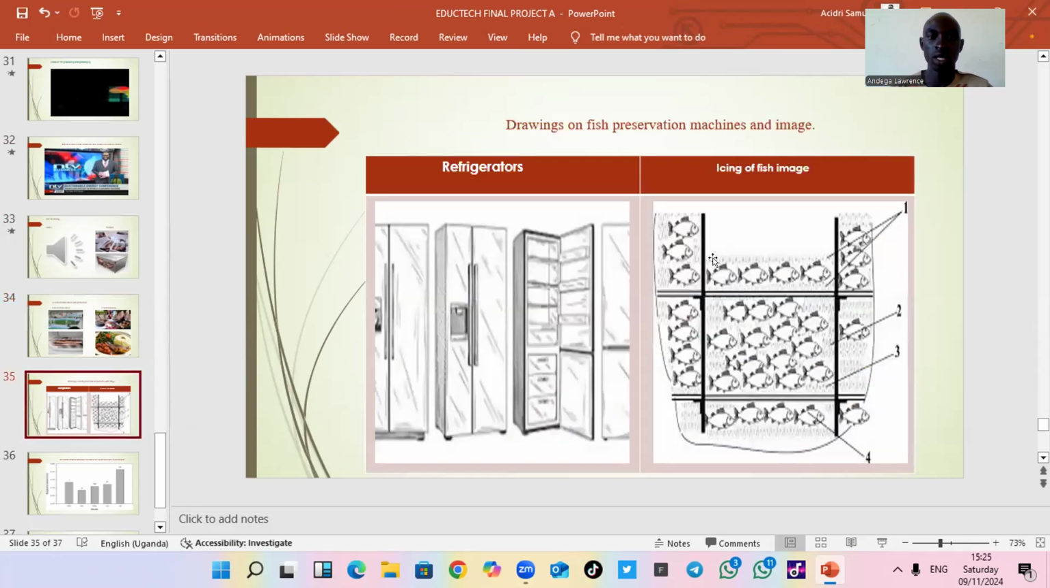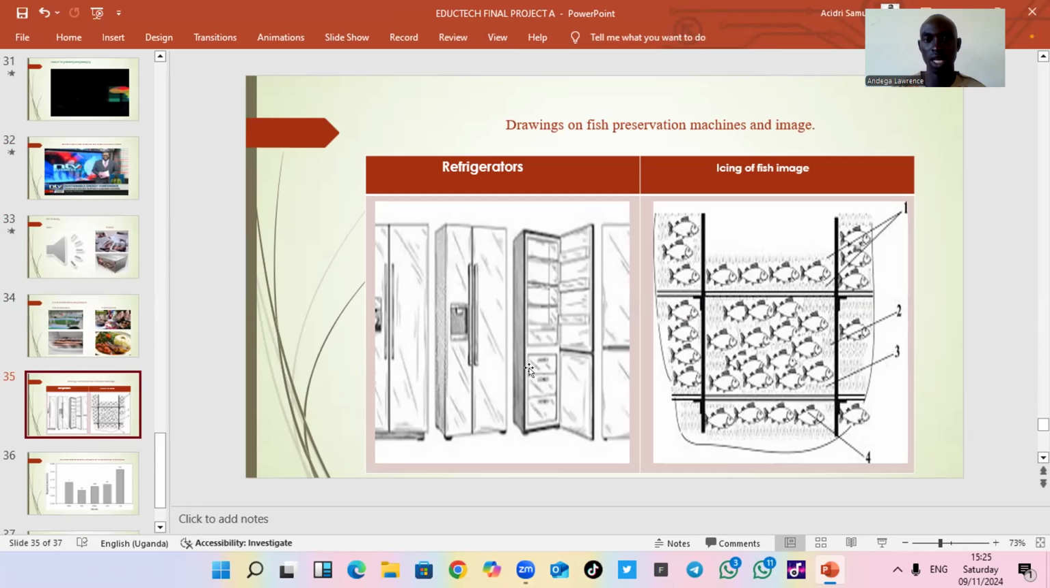So we can also use drawings. I have used drawings to showcase how the facilities are used to preserve fish. Like the first one is a refrigerator. You see, this is a clear diagram or drawing showcasing refrigerators used for keeping fish.